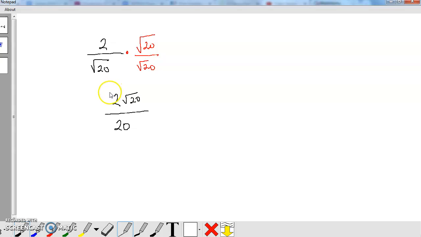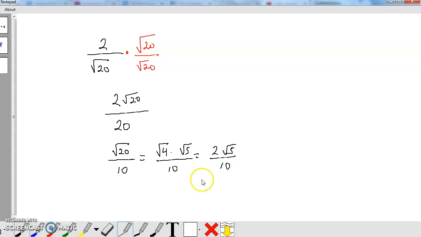Okay, I would simplify this fraction, leaving you with root 20 over 10, and then I have to simplify root 20. So root 20 is really made up of root 4 times root 5 all over 10, which ultimately is 2 root 5 all over 10. Ooh, and we can still simplify. 2 goes into 10 5 times, so root 5 over 5.